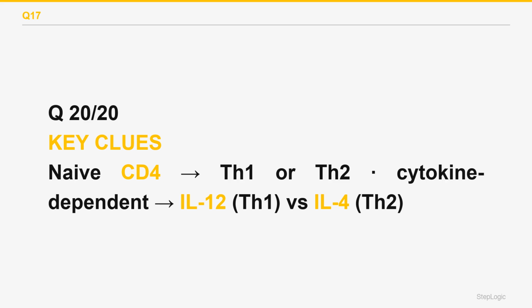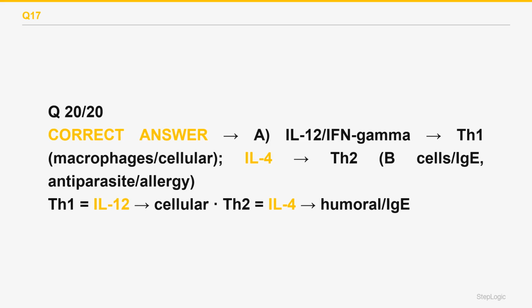In contrast, IL-4 drives Th2 differentiation. Th2 cells secrete IL-4, IL-5, and IL-13, which help B cells produce antibody, especially IgE, and orchestrate defense against parasites and the allergic response, recruiting eosinophils and mast cells. The correct answer is A.